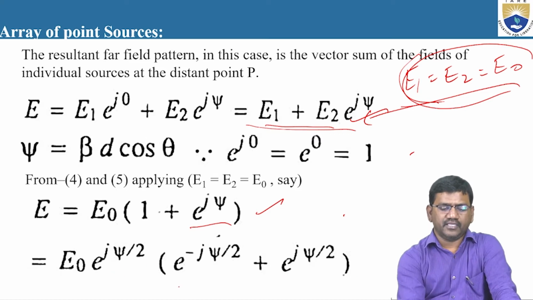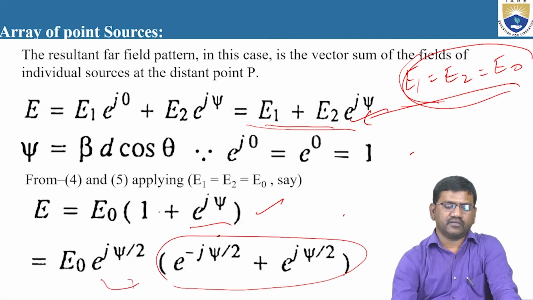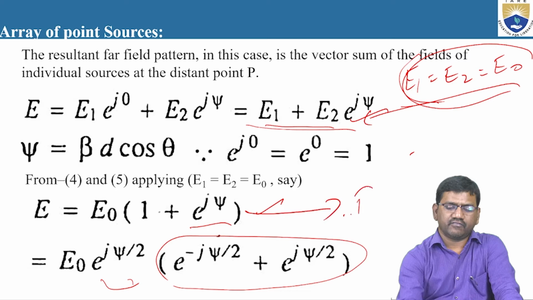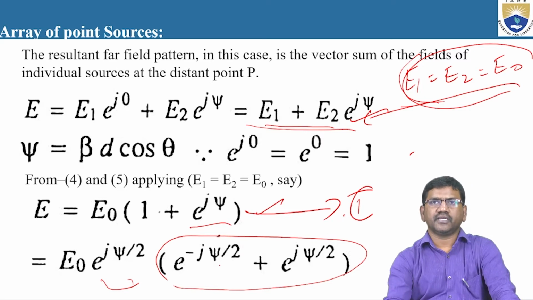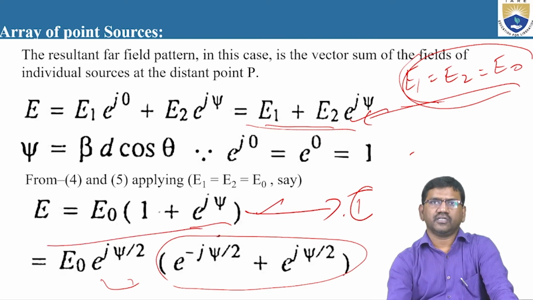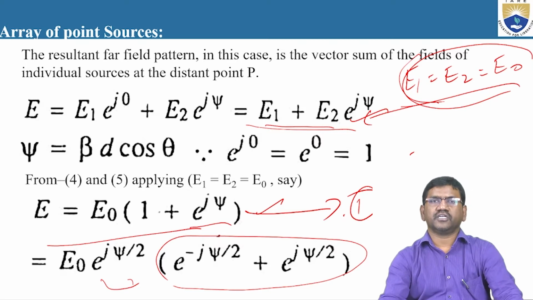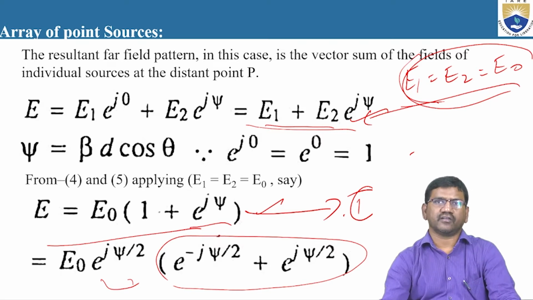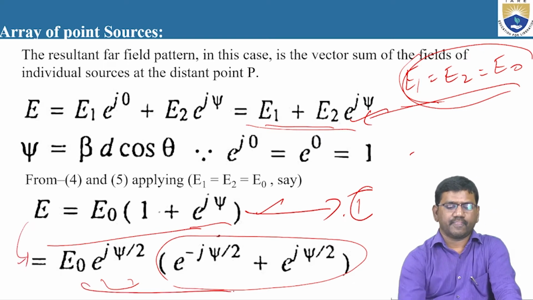If we multiply the function in the brackets, e power minus j psi by 2 plus e power j psi by 2, with e power j psi by 2, we get the function 1, that is E is equal to E0 into 1 plus e power j psi. In order to reduce the function into a trigonometric function in terms of either sine or cos, we have simplified this mathematical expression in this way.